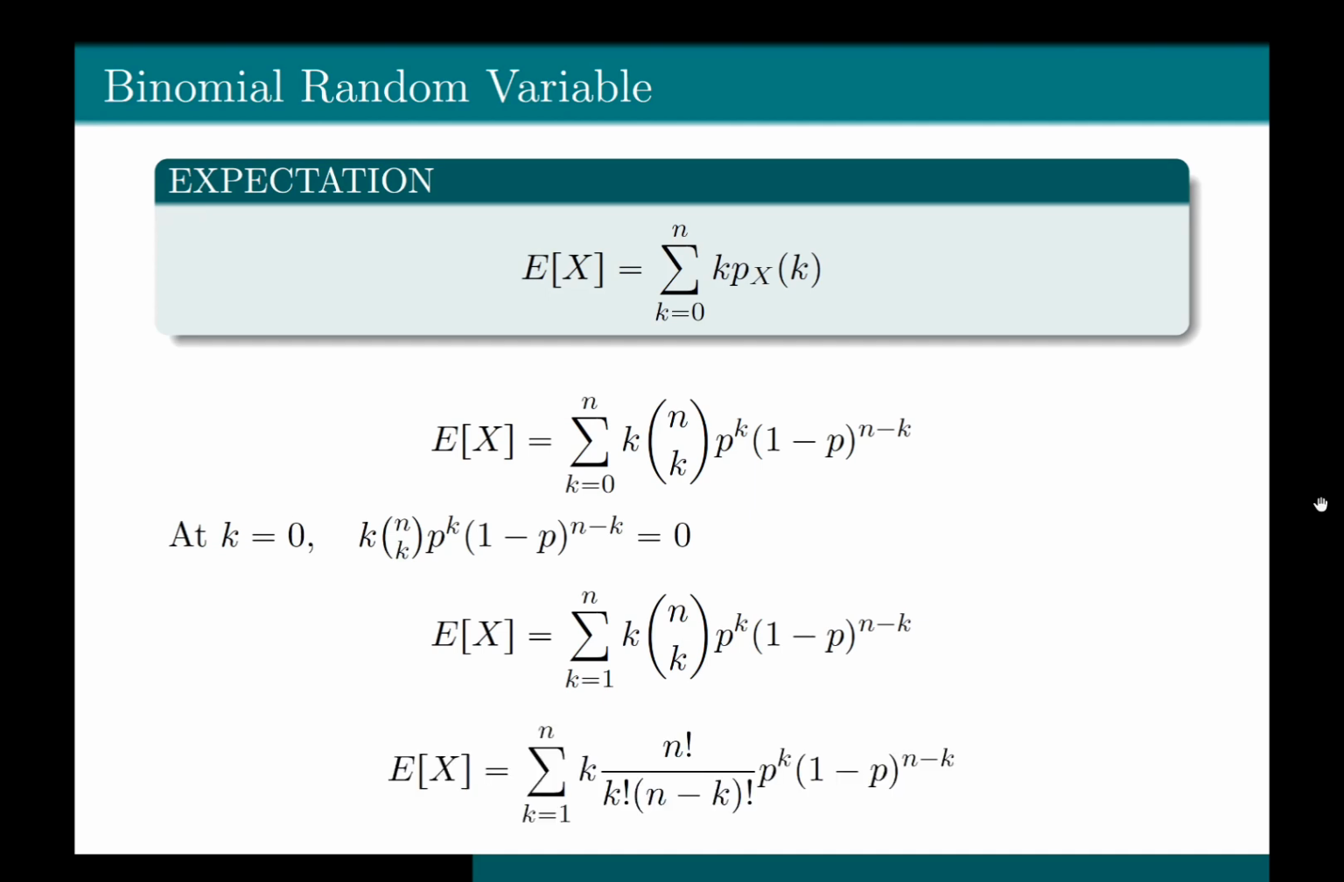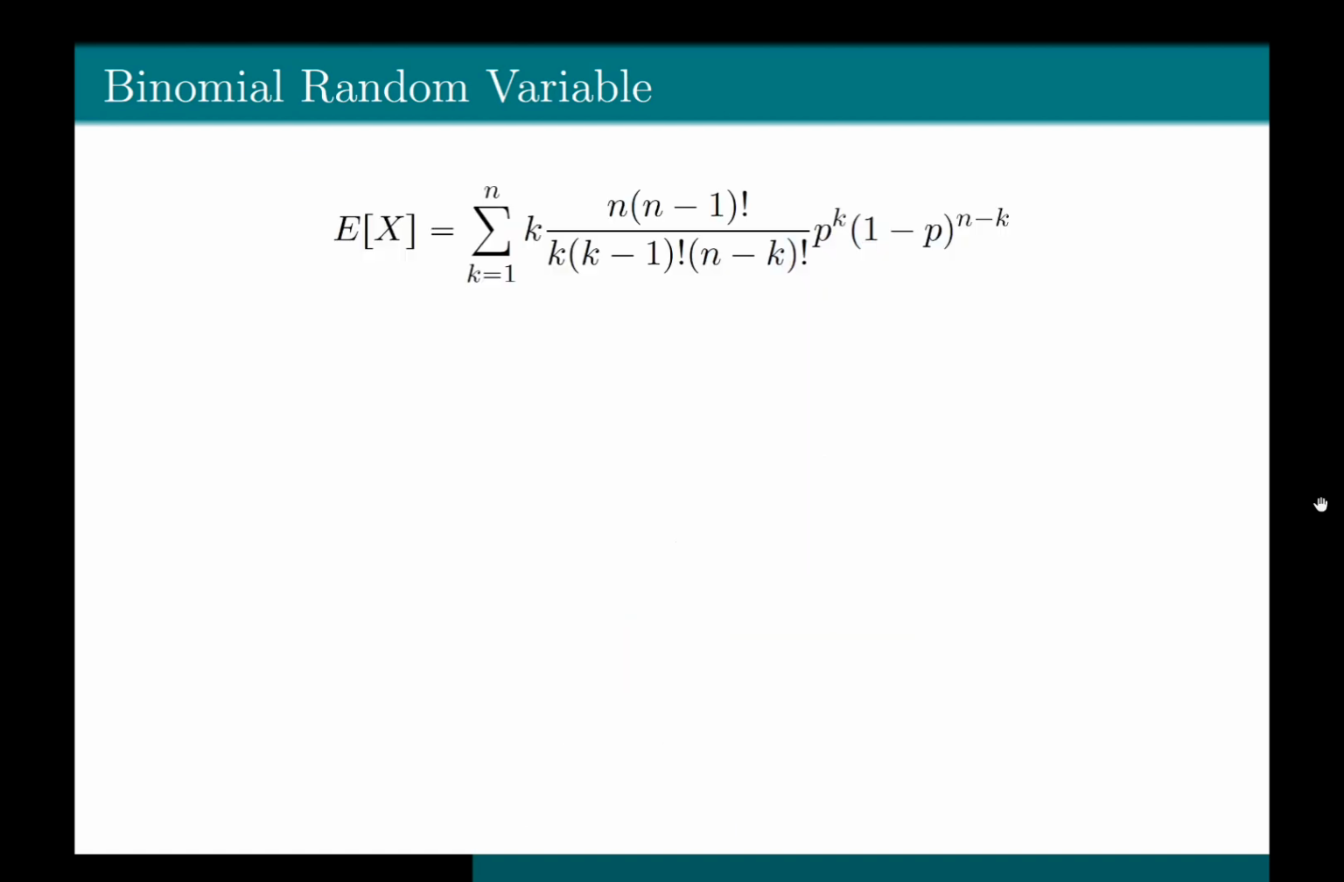We can further write this nCk as n factorial divided by k factorial times (n minus k) factorial, and we get the last equality. Furthermore, we can write n factorial as n times (n minus 1) factorial. And in the denominator, where we have k factorial, it can be written as k times (k minus 1) factorial times (n minus k) factorial. All the other terms we have as they are, that is p to the power k times (1 minus p) to the power n minus k.